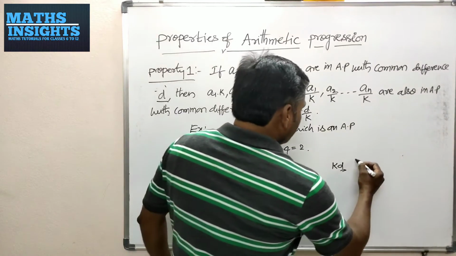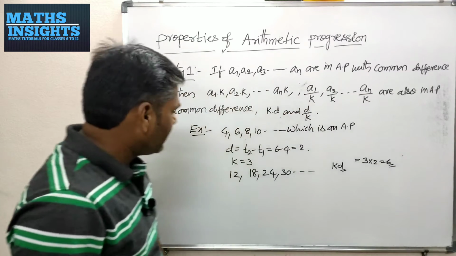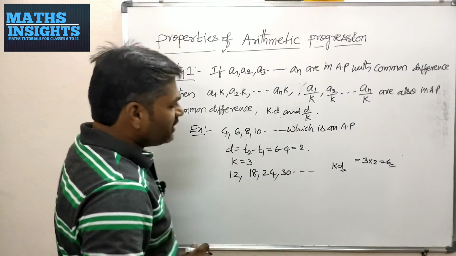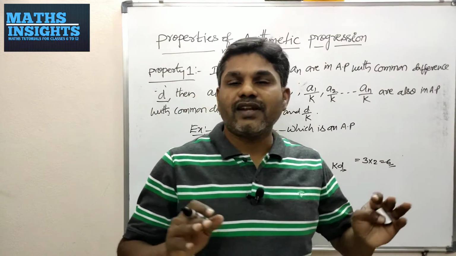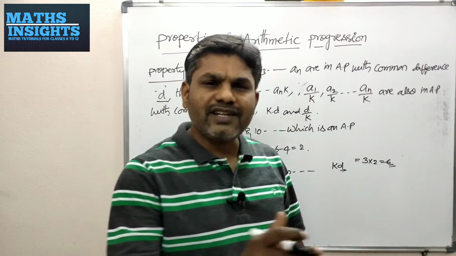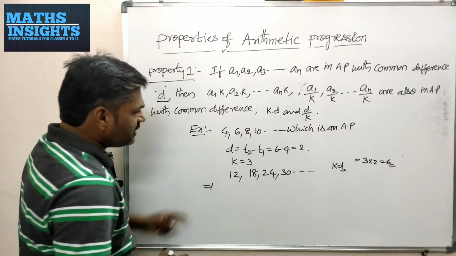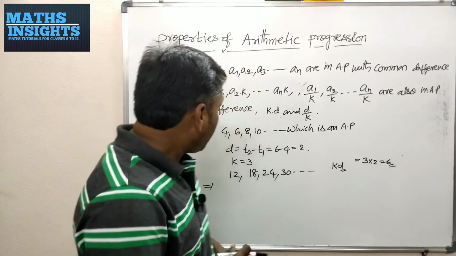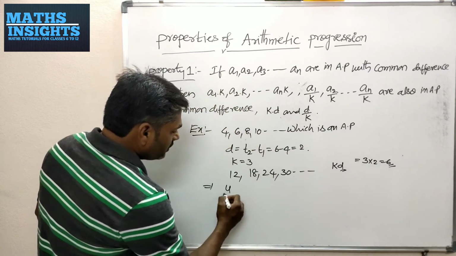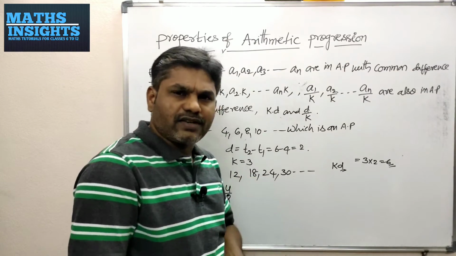Therefore, if you multiply K with 2, that is equal to 6. Similarly, if you divide all the terms of an arithmetic progression by a constant term, then the result will also form an AP. I am verifying by taking an AP I have already taken. I am dividing all the terms. Let the constant be 2 in this case, for example.